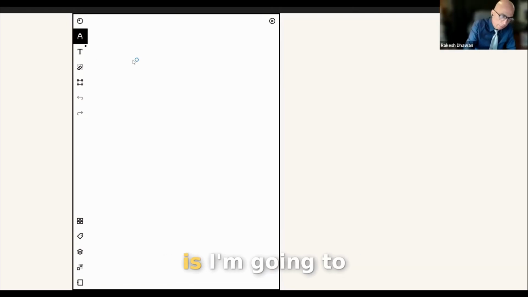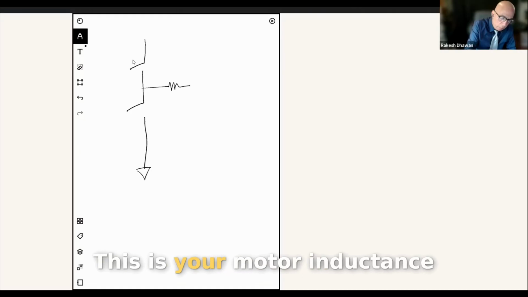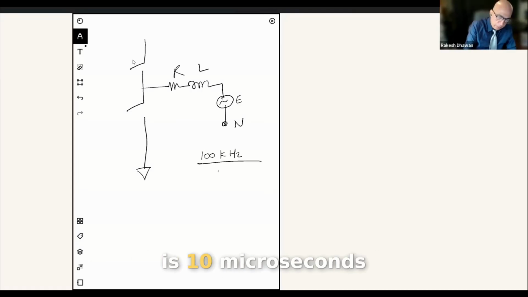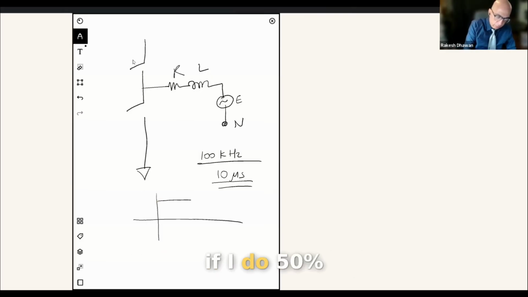Okay. So what I'm going to do is I'm going to draw for you just a single leg of the half bridge. Now you're switching this, this is your motor inductance, and then you go back. You have your L, you have the E. So when you switch at 100 kilohertz, that means your cycle is 10 microseconds, correct? So 10 microsecond cycle, essentially, if I do 50% duty cycle, I have 5 microsecond on, for example, 50%, 5 microsecond.